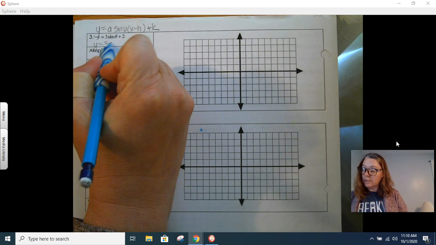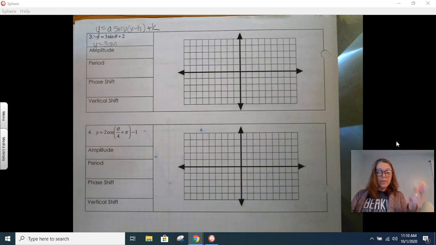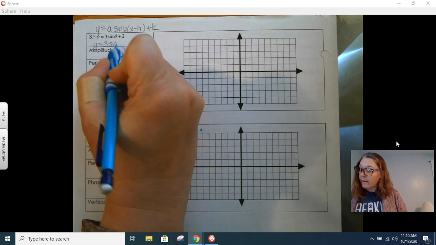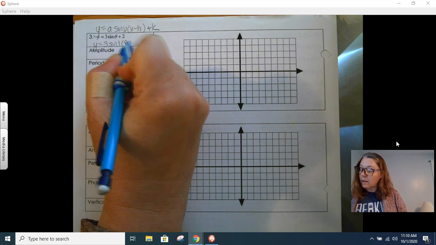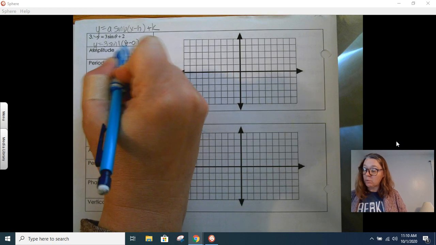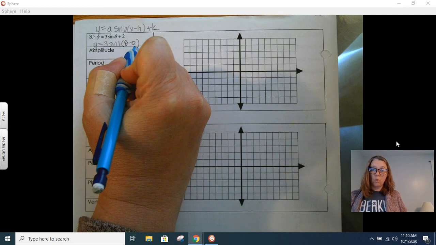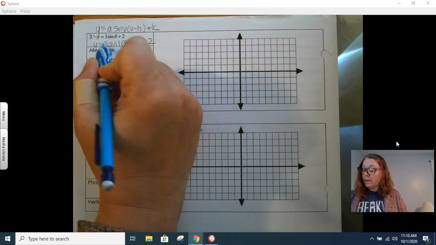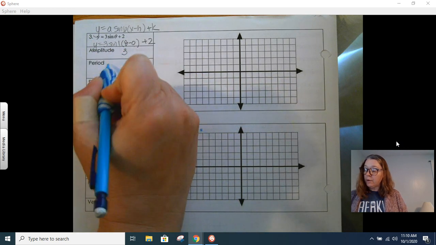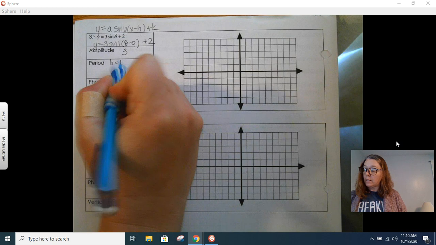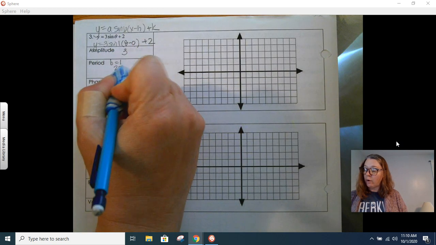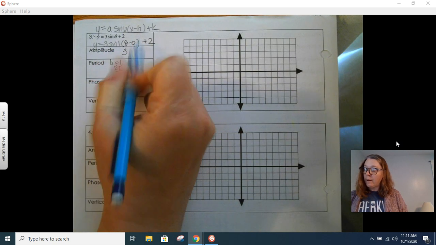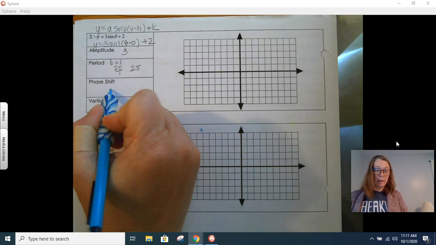So this is 3 times sine of, I don't see any parentheses or anything. So it's like having 1 times theta minus 0, right? Because this would be just theta, and then times 1 would just be theta, and then plus 2. So my amplitude is 3. My b value is 1, so my period is 2 pi over 1, or 2 pi. My phase shift is nothing, so that makes it easier.